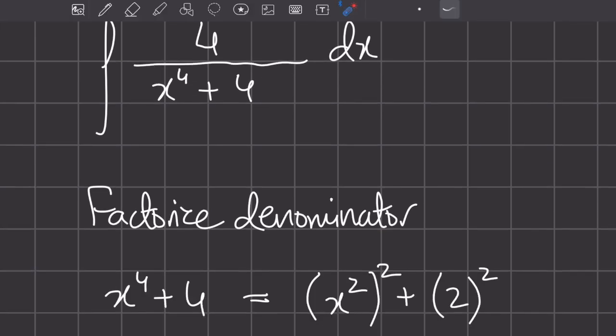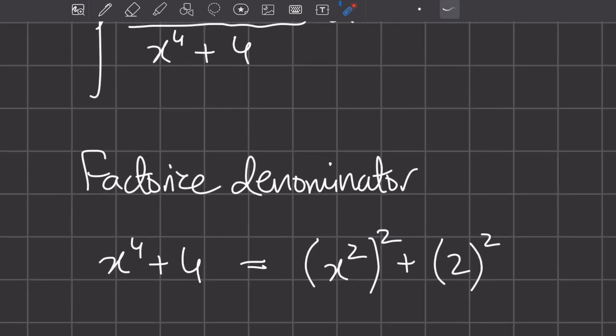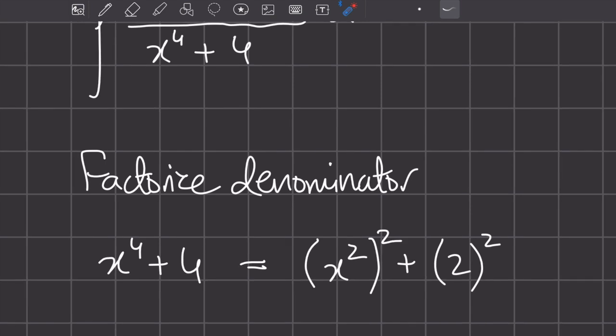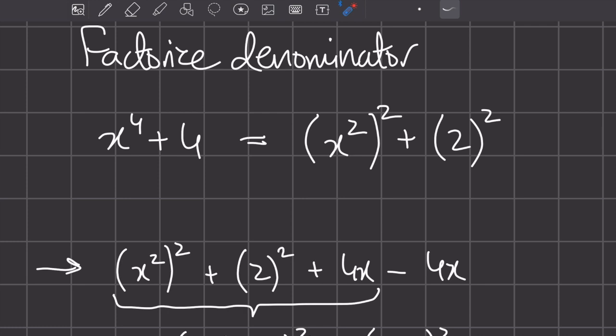We can write it as x squared whole squared plus 2 squared. Man, only if we had an x term, we could have factorized this as a perfect square. Well, how about we create that term ourselves? We add and subtract 4x from the equation.